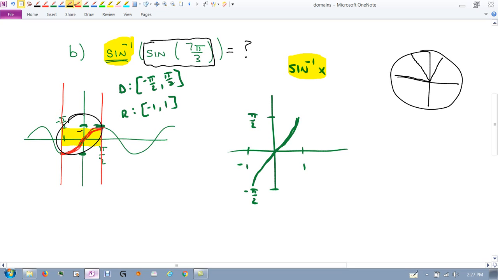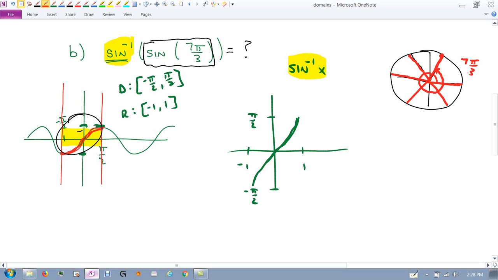Let me do this in a different color. I have pi over 3, 2 pi over 3, 3 pi over 3, 4 pi over 3, 5 pi over 3. Here's 6 pi over 3. Okay, 6 pi over 3 is the same as 2 pi. And then we get back here to 7 pi over 3. So if we go around and back to here, that is 7 pi over 3.